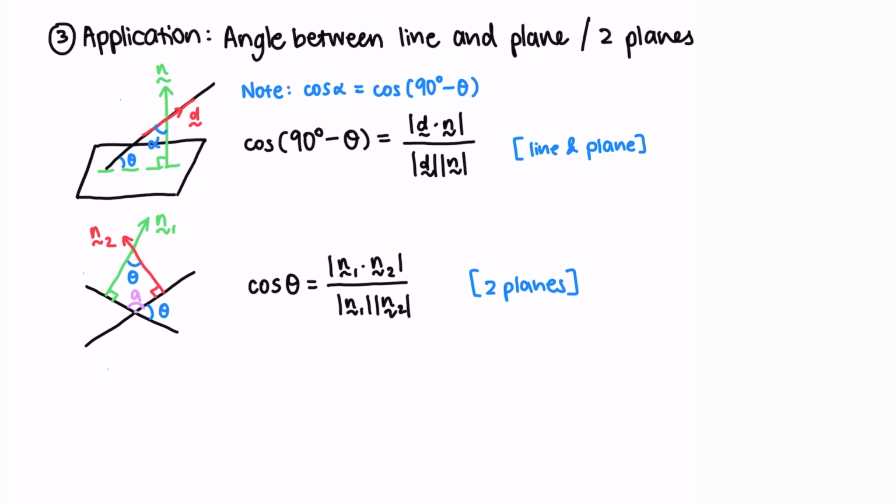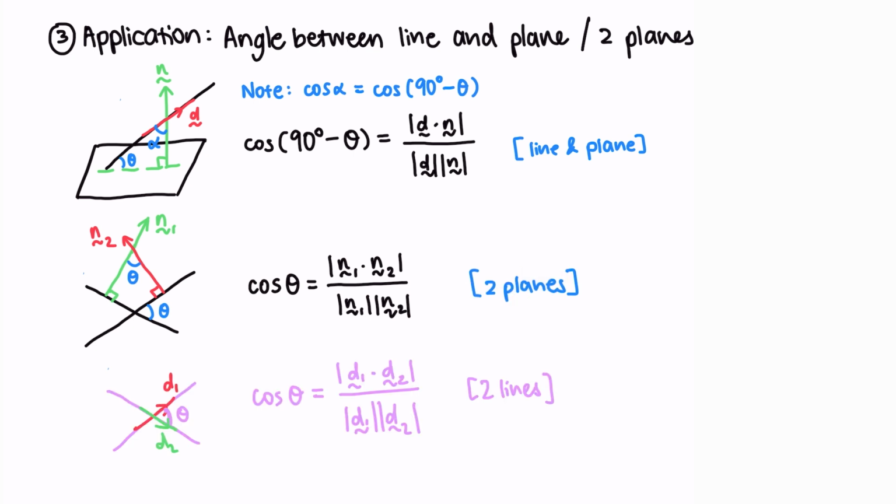And if you're curious why, in this quadrilateral over here, A plus theta make 180 degrees. As well as this straight line over here, A plus theta also make 180 degrees. That's why the theta are both the same. So that's how to find the angle between two planes. In case you forgot, here's the formula for the angle between two lines.